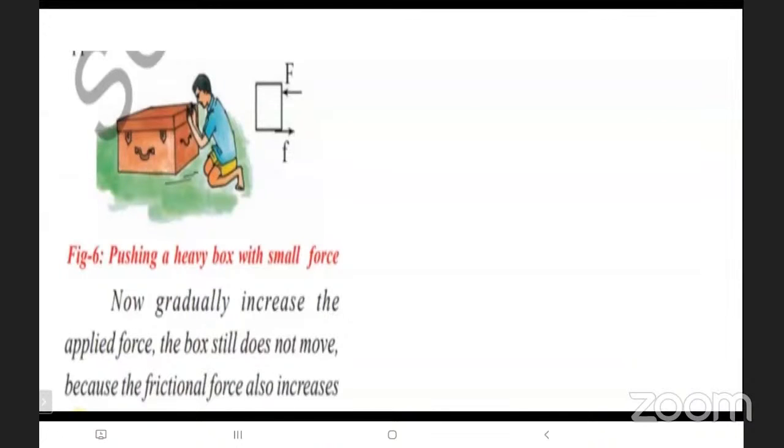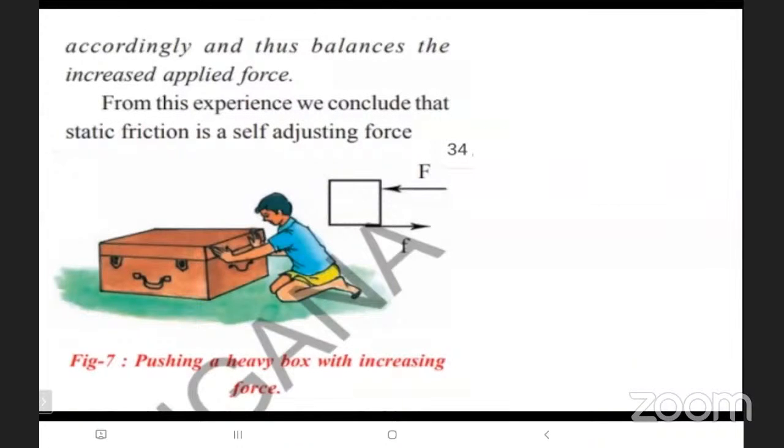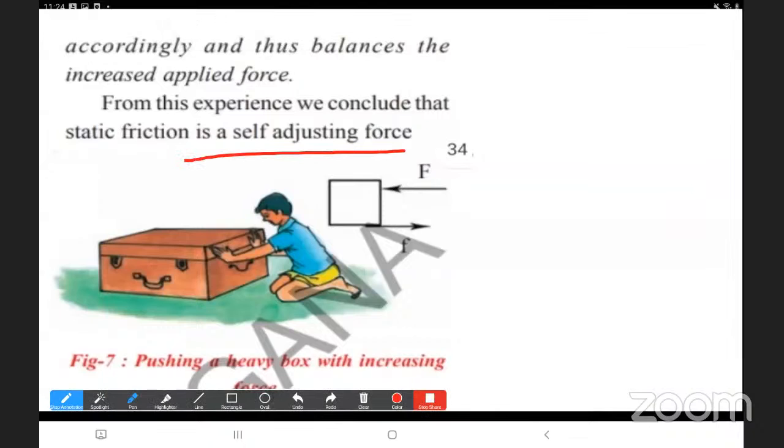But still the box does not move because the frictional force also increases accordingly and thus balances the increased applied force. Here the frictional force is continuously increasing and balances the increased applied force. So that's why the box still does not move. From this we can conclude that static friction is a self-adjusting force.